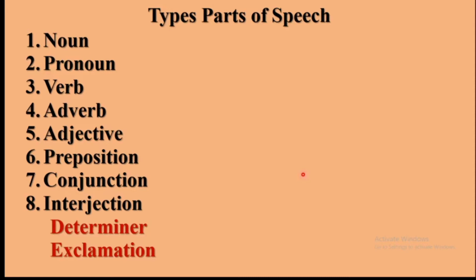And types of parts of speech. These are the common types of parts of speech, though some modern grammarians want to include determiner and exclamation in this list. And here my focus will especially be on noun, verb, adverb, adjective and preposition.